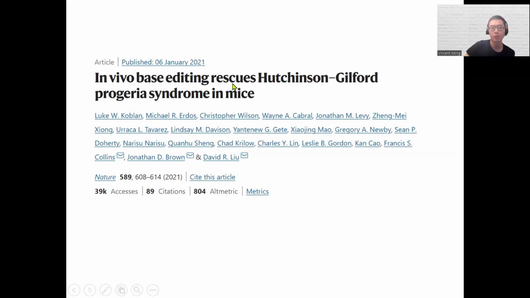They were able to reverse some of the syndrome in a mouse model that has progeria. Yeah, so with the ability to edit genes and gene therapy, which you will learn in lecture 9, some of these diseases that were once incurable might have a chance.